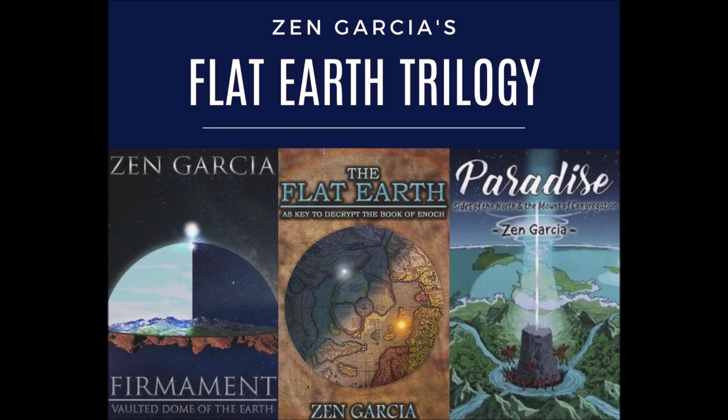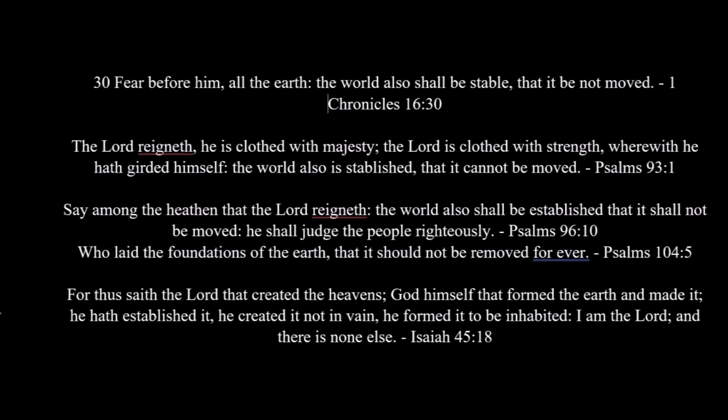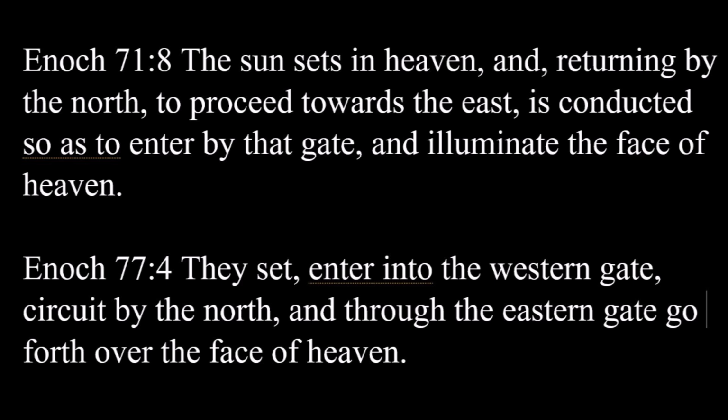The key for unlocking the riddle of true cosmology, as explained to Enoch by the angel Uriel, are these two verses. Enoch 71:8: The sun sets in heaven, and returning by the north to proceed towards the east, is conducted so as to enter by that gate and illuminate the face of heaven. In Enoch chapter 77, verse 4: they enter into the western gate, circuit by the north, and through the eastern gate go forth over the face of heaven.